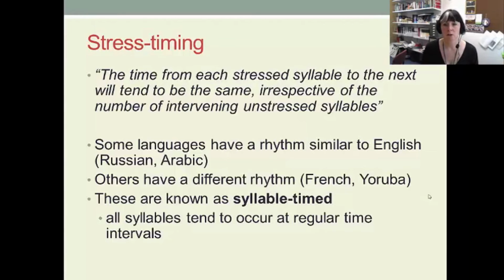Some languages have a rhythm similar to English, for example Russian and Arabic, and others have a different rhythm. If you listen to French and Yoruba or Japanese or Chinese, for example, they have a very different kind of speech rhythm, and this rhythm is known as syllable timed, and what this means is that all syllables tend to occur at regular time intervals rather than all stresses tending to occur at regular time intervals.